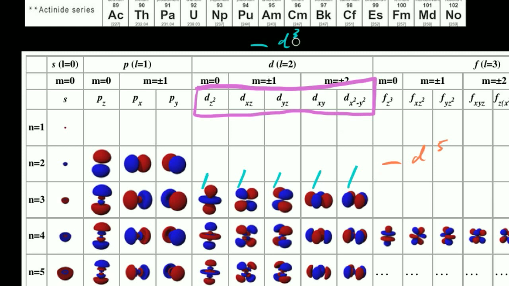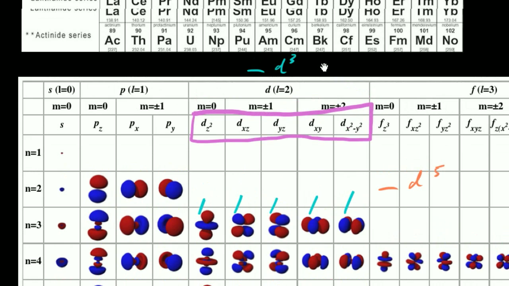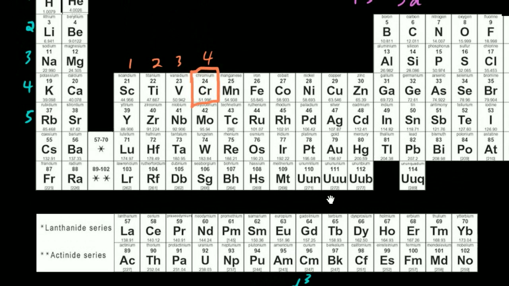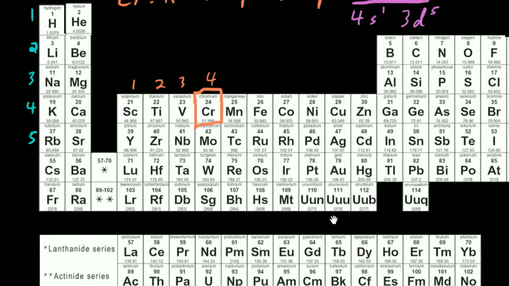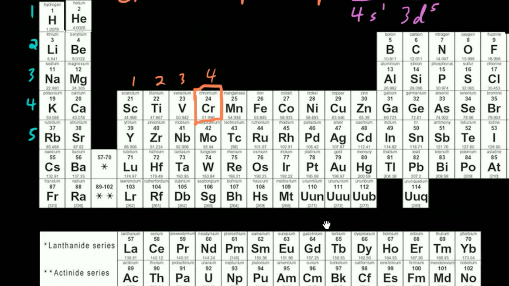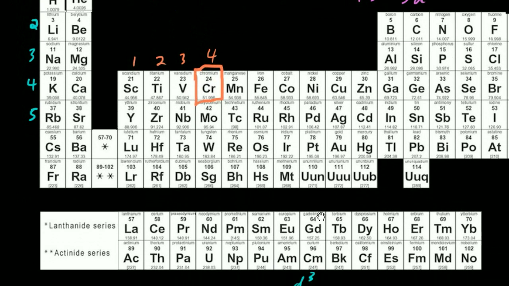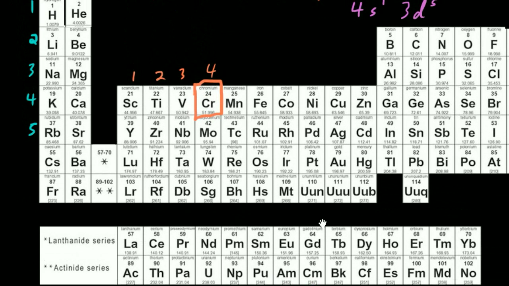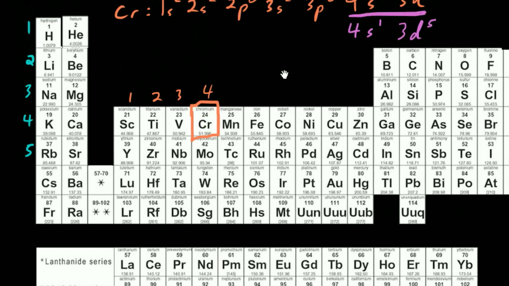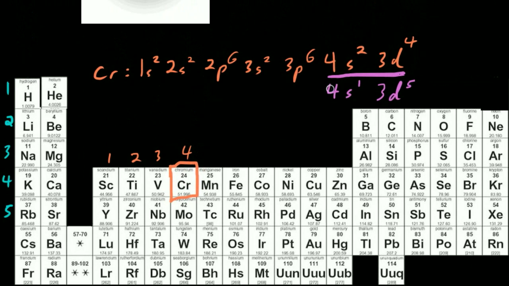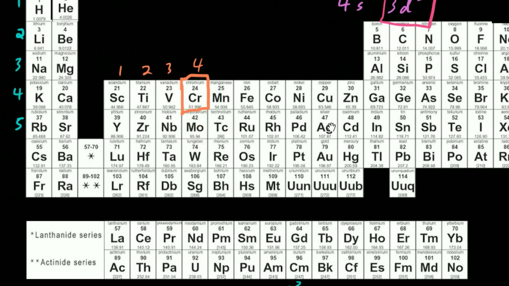Now essentially what happens, and I'll talk more about why this is in the future, and I don't think you necessarily need to know this now or understand it a ton right now, but essentially what happens with chromium is because we've got our 4s shell and we've got this 3d shell, there's a certain amount of stability associated with having a half-filled d shell.